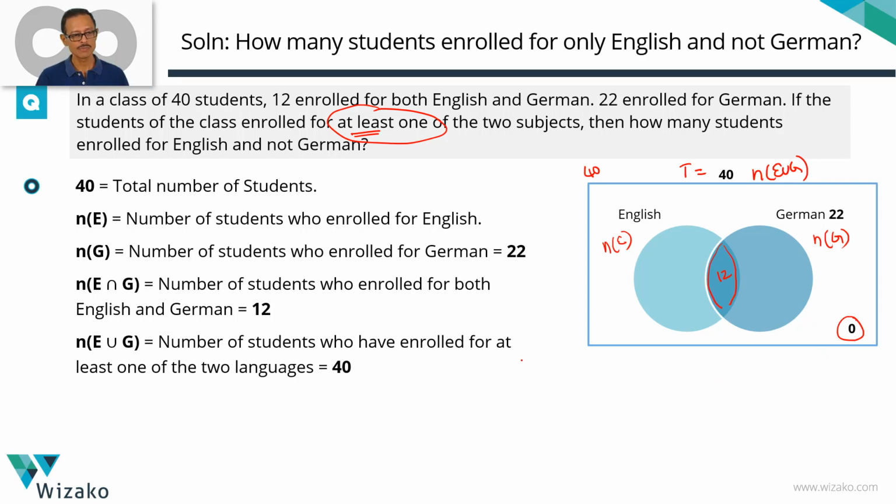What we'll have to find out is students who enroll for English and not German. Students who enroll for English would have been this left-hand side circle. But we want to pick those who enroll for English and not German, which means that we are looking at people who enrolled only for English, in this part alone. Set English without including those who enroll for both.